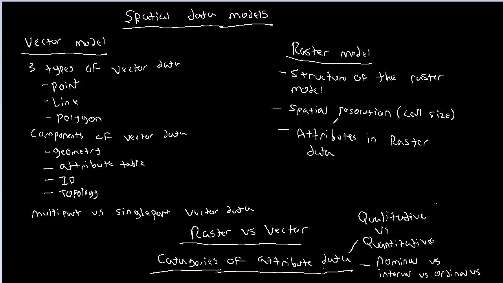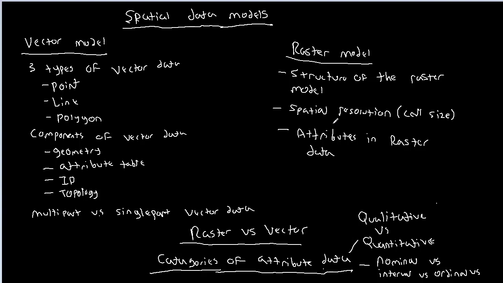And then most recently, we talked about this idea of topology, which is basically rules that we inform the computer about, that the computer then enforces on the data to keep the data clean in a way that we would expect it to be, based on what we would think of in the real world.